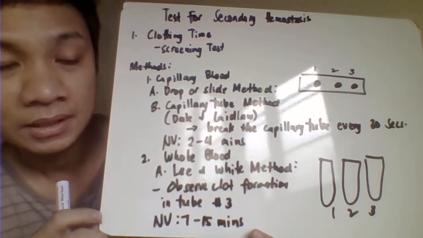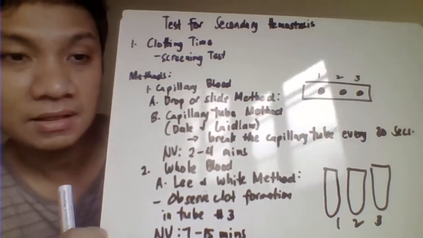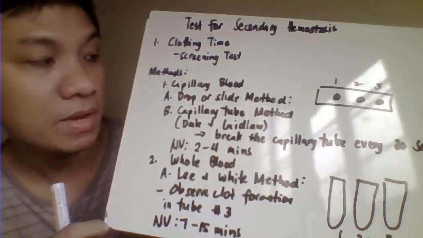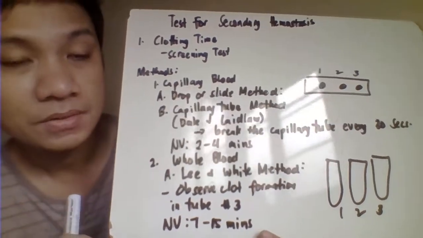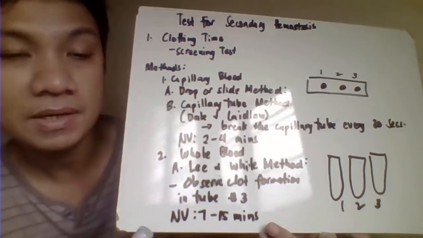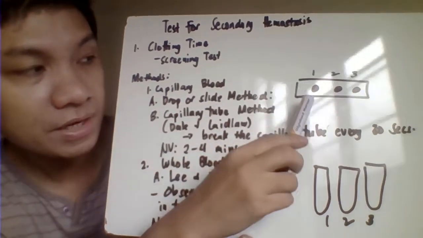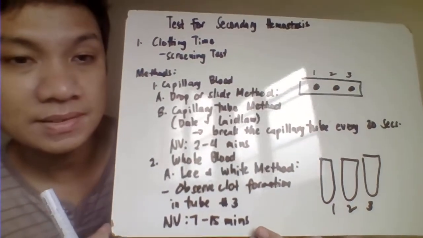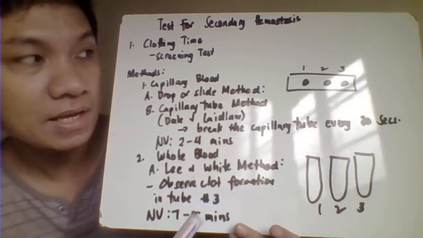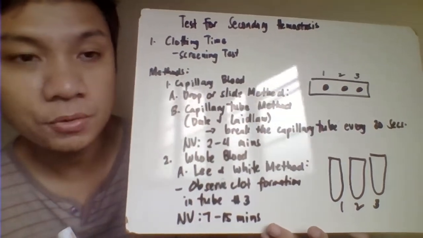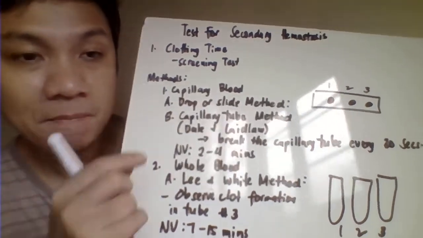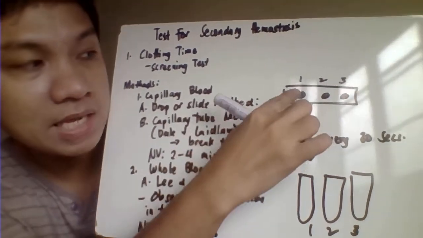Okay, so we have here different methods for the clotting time. The first one, we have your capillary blood, with the use of skin puncture. So you can have the drop on a slide method. The procedure for that one is that all you need to do is label your test tube, put the numbers 1, 2, 3, then perform the skin puncture, and after that, try to drop it.